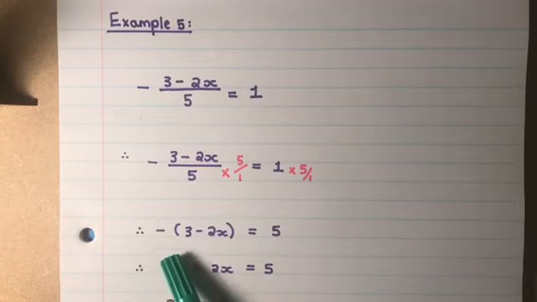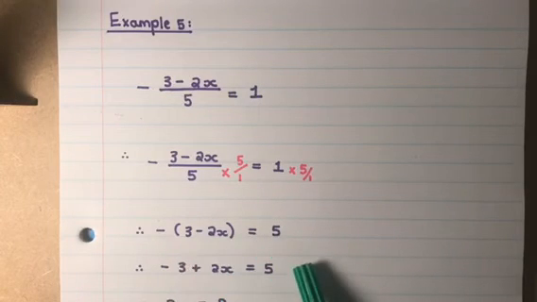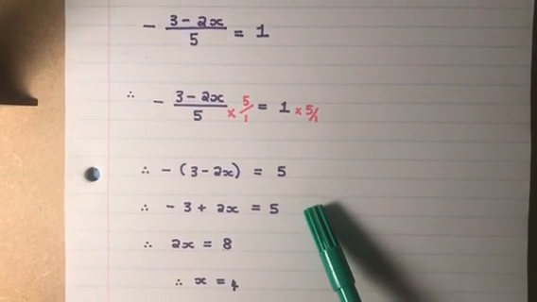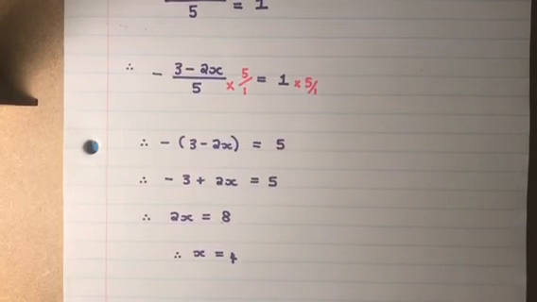So you take that negative 3 over, it becomes a positive 3. Then you get 2x is equal to 8. And once you simplify that, x is equal to 4.